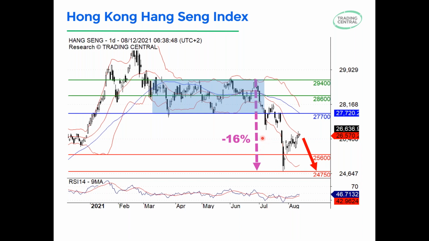The Hong Kong index lost 16%. Of course, now we are seeing a technical rebound, but I can tell you, I'm not very impressed by this technical rebound. I'll tell you why later.